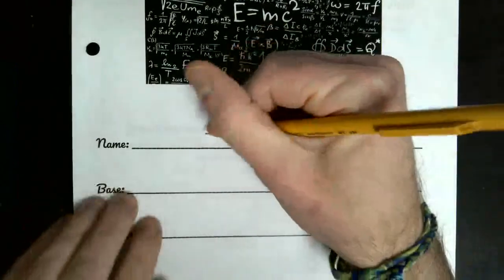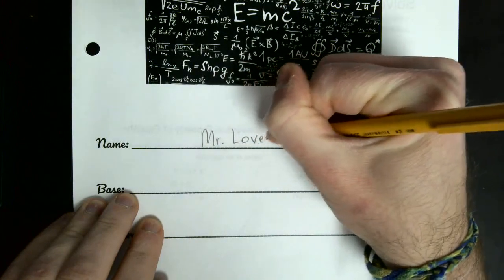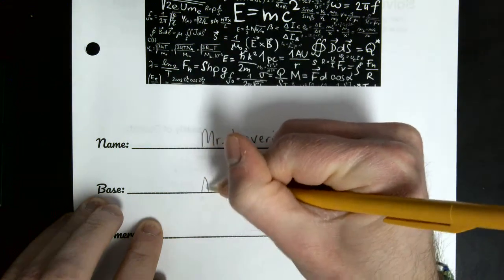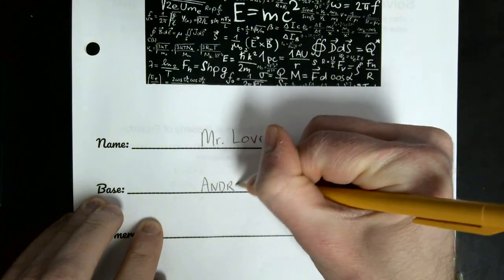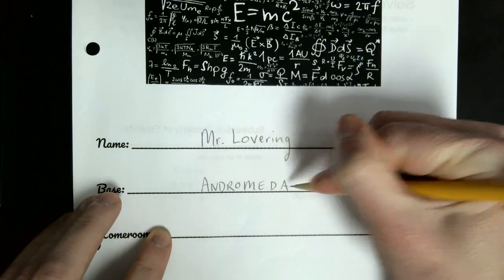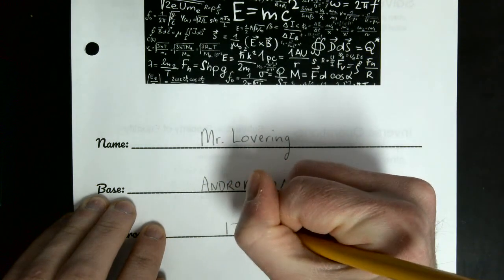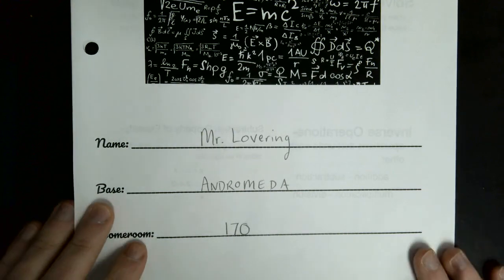We're just going to write our name. I'm just going to write my name. So write your name on the first line. Our base is Andromeda. Then write your homeroom, whatever your homeroom is. Mine's 170. Just in case you lose it, we'll be able to get it back to you.